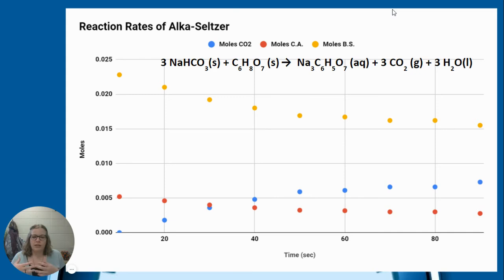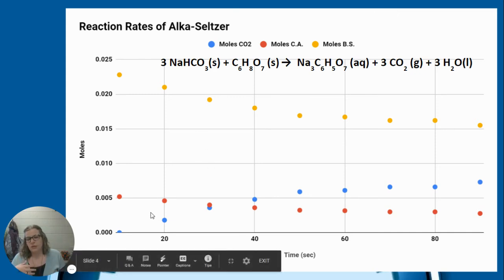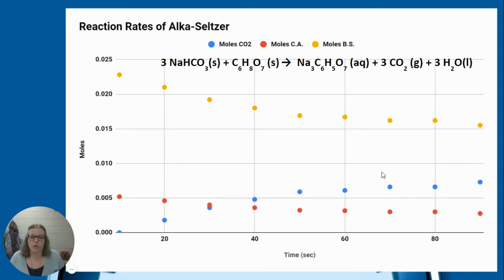I think we skip, if you see here, the 10-second mark because there's not a lot of change. It happens right at the beginning. But what I did was I measured the CO2 production, and then I turned that into moles and I graphed it. So these blue dots on this graph indicate my production of CO2 over time.